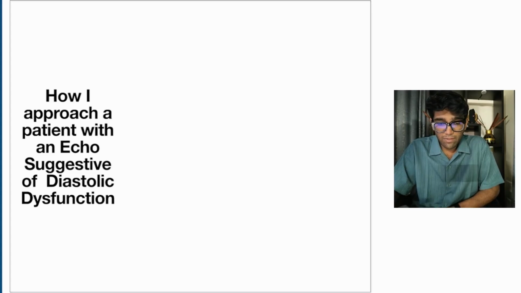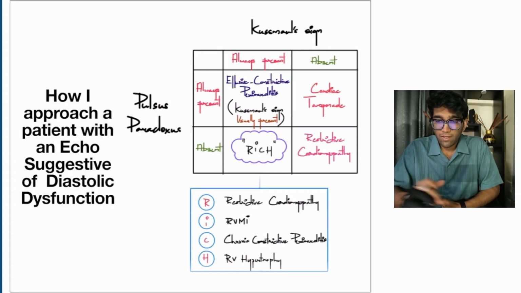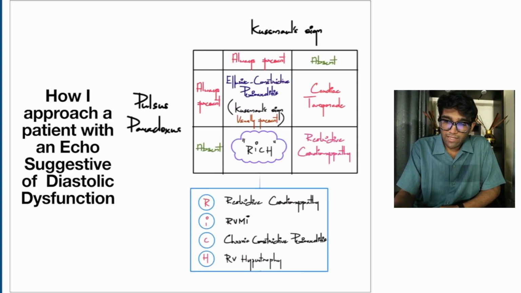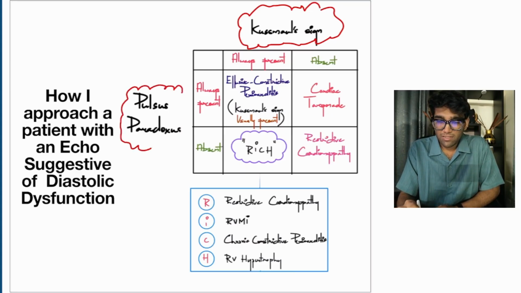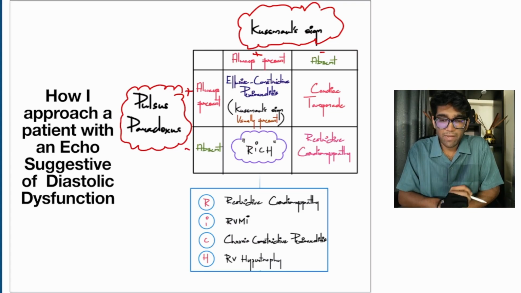So clinically, when a patient comes to me with an echo report suggestive of diastolic dysfunction, what goes through my head is the following. On one side, I assess the patient's Kussmaul sign. I would have done this prior to sending the patient for echo, but just bear with me. On the other hand, I look at whether the patient has a pulsus paradoxus. The Kussmaul sign may be present, it may be absent. Similarly, pulsus paradoxus may be present, may be absent.